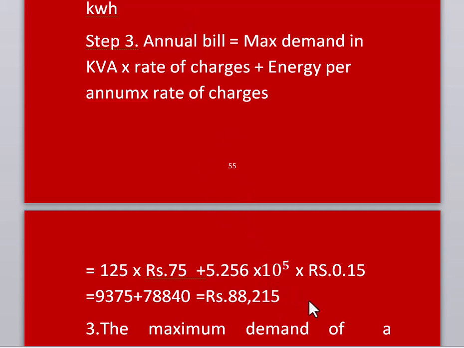So in this problem, maximum demand in KW is used to calculate the number of units consumed per annum, and using the power triangle we converted maximum demand into KVA, and the tariffs are used in the final equation, that is here.